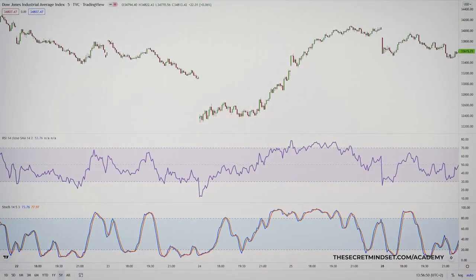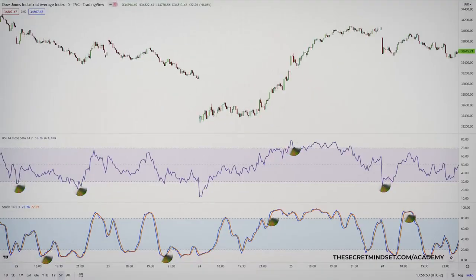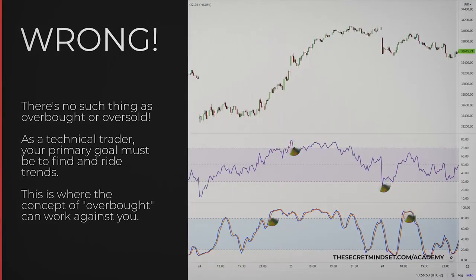When you're just starting, you're introduced to trading indicators. You learn about the RSI and the stochastic, and you learn about the concept of overbought and oversold. You're told it's time to sell when the RSI reaches the 70 level and to buy when it breaks below 30. And I used this method to enter my trades for a long time, slowly diminishing my account.